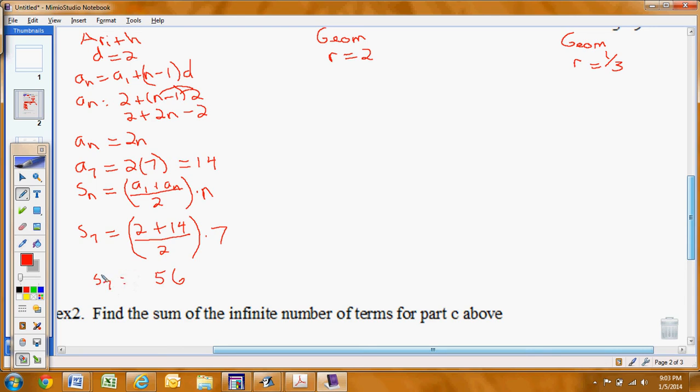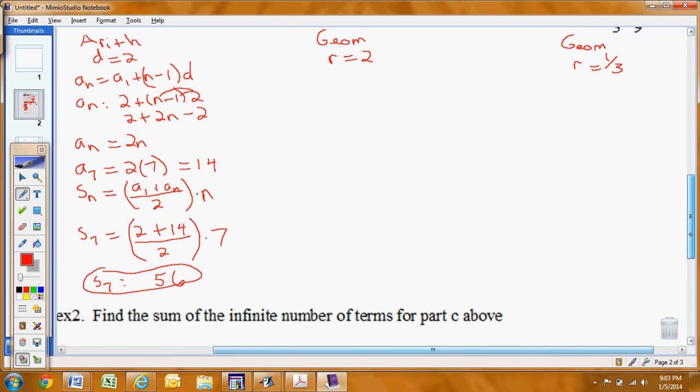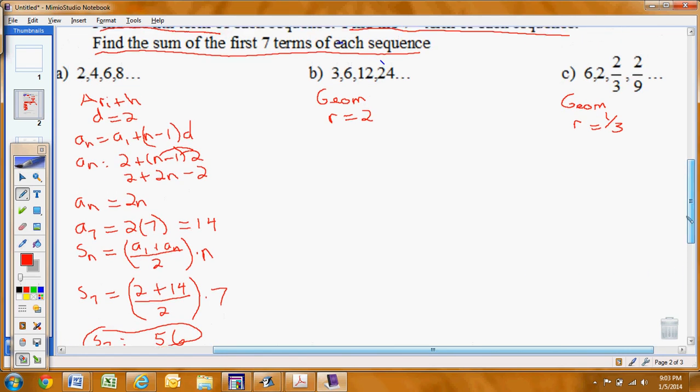Now that's review. That is all the arithmetic stuff that we should already know how to do. You have to be able to show me that you can do that on a test. Now geometric, the same thing. How do we find the nth term? Well, for the nth term, there's a formula again. It's right up above here, and I'll just write it down again. It's the first term times r to the n minus 1.